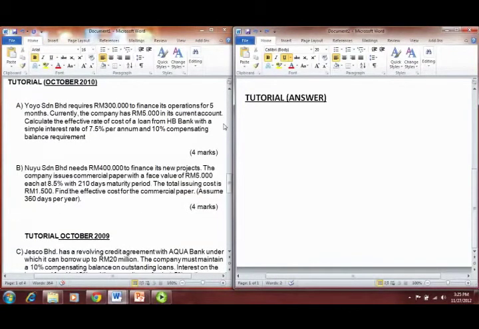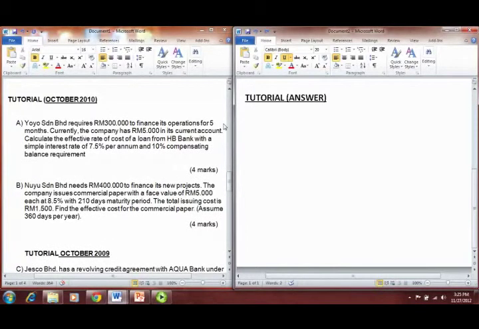Alright class, we proceed to our tutorial discussion on chapter 8, short-term financing. Past semester question, October 2010. Based on the question, as I told you in my previous lecture, on this chapter 8, short-term financing, you must memorize all the formula in this chapter. Then it's easy for you to answer all these questions.